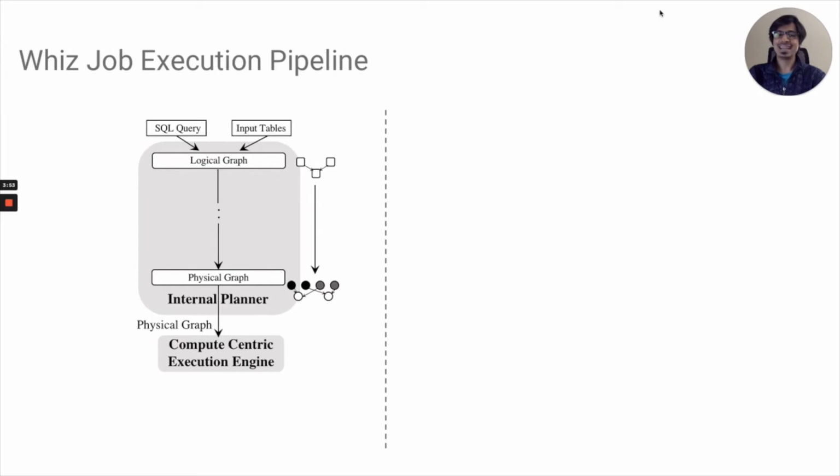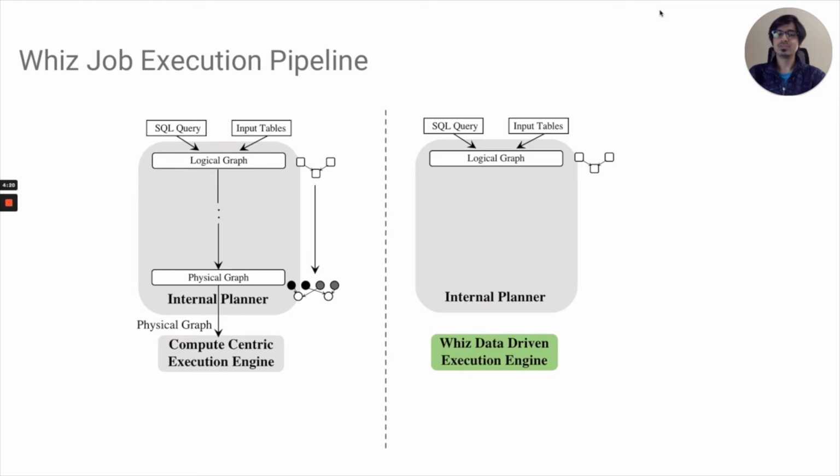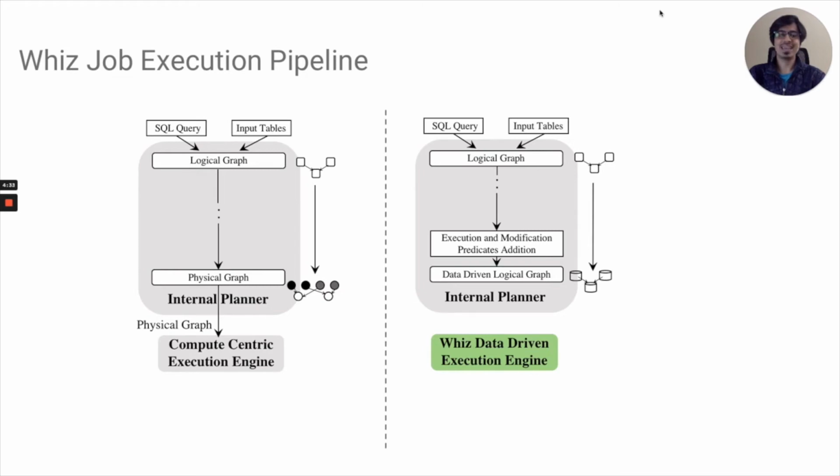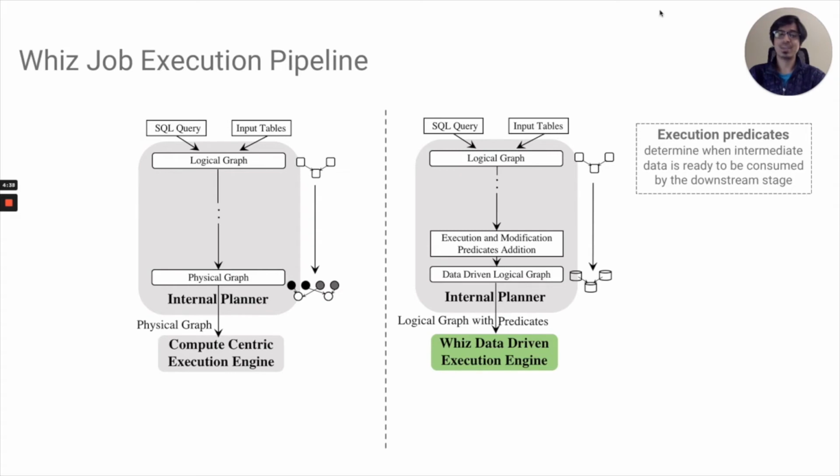Having looked at the three key ideas, let us now contrast the Whiz job execution pipeline to today's frameworks. Firstly, the compute-centric execution engine is replaced via Whiz. Like before, users still use the same interface to submit jobs, which are then converted to a logical graph. However, after that, instead of generating a physical graph, each stage of the graph is annotated with execution and modification predicates and is handed over to the execution engine. Execution predicates determine when data is ready to be consumed by a downstream stage, and modification predicates determine which processing logic should be chosen at runtime.